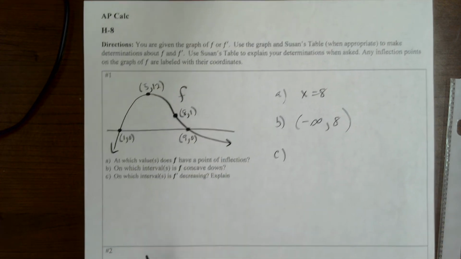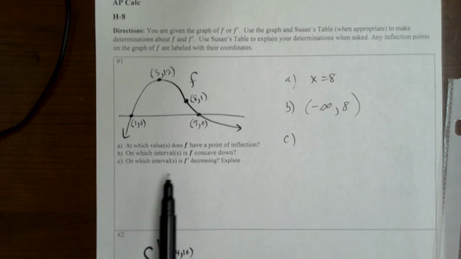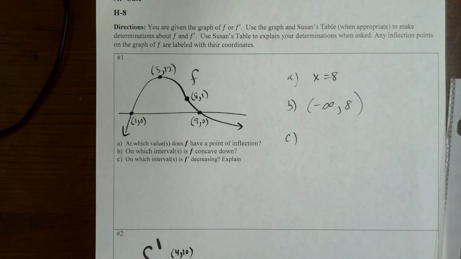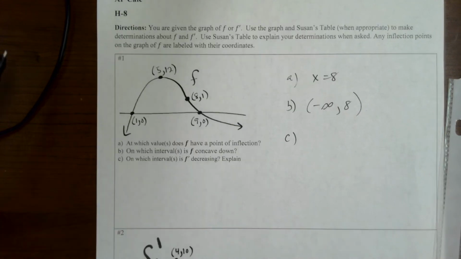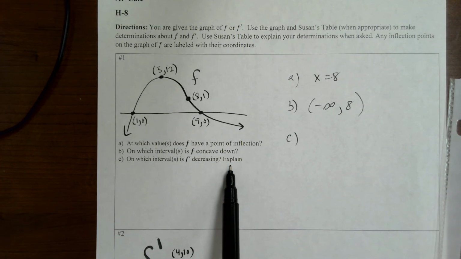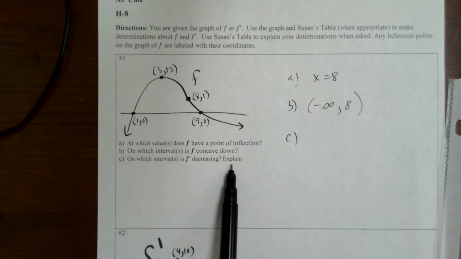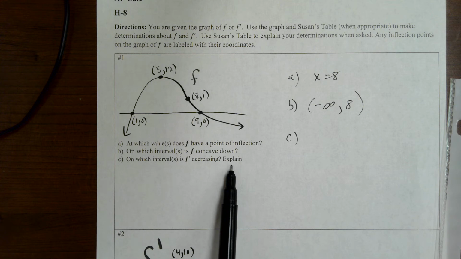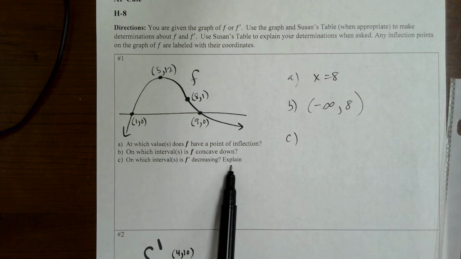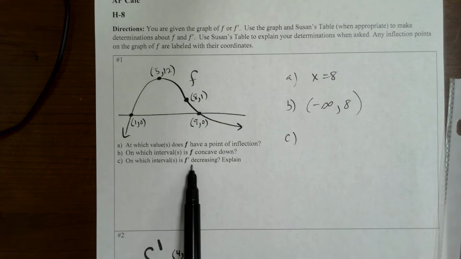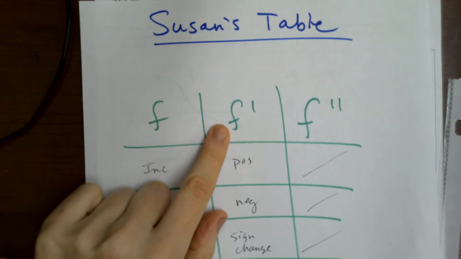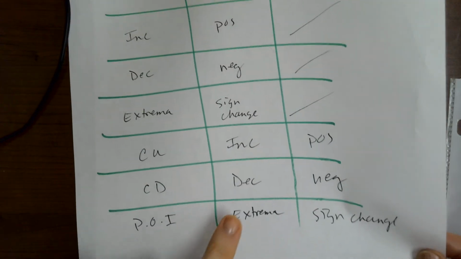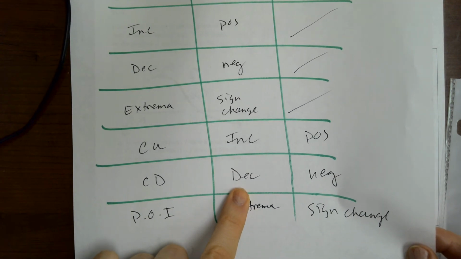Now for part C, on which interval or intervals is f prime decreasing? Now here is the thing. You're looking at the graph of f. So since you're looking at the graph of f, when you go to explain, your explanation needs to refer to the graph of f. But we're being asked something about f prime. On which interval or intervals is f prime decreasing? We're asking where f prime is decreasing, and we're given the graph of f.